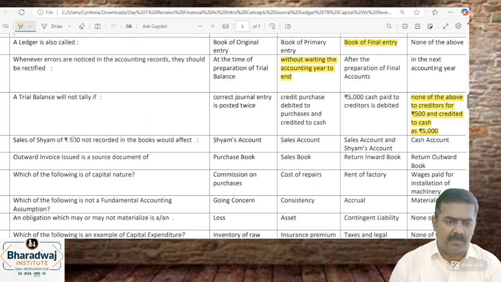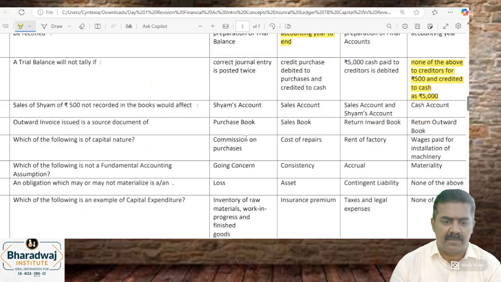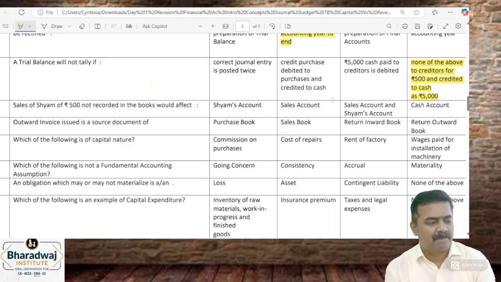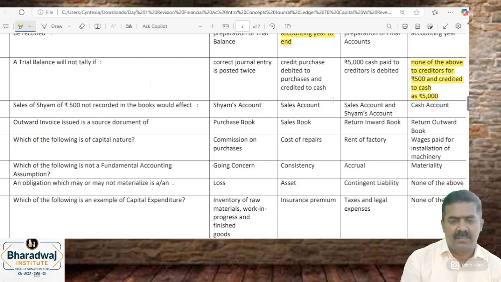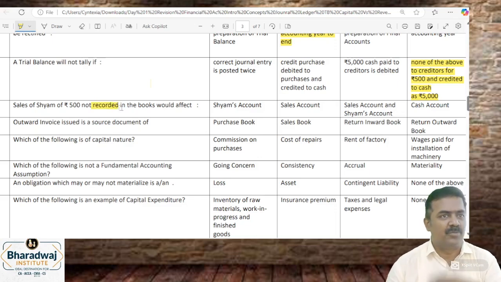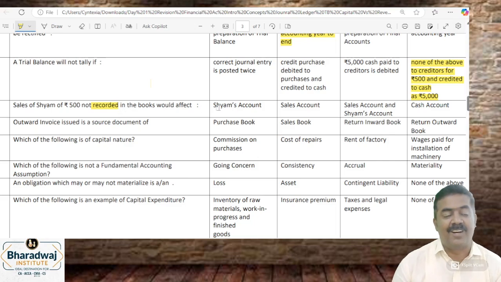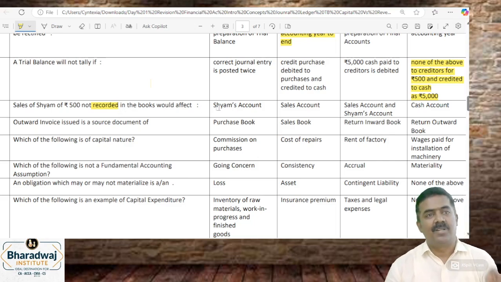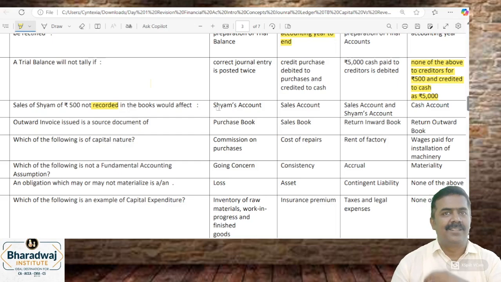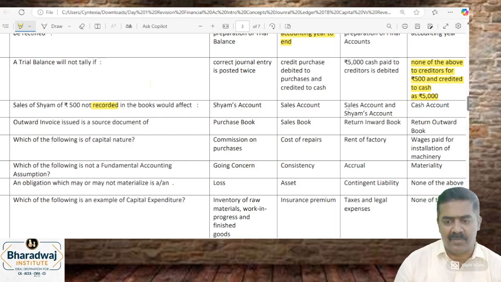Sales to Shyam 500 not recorded in the books will affect... Sales, cash. Think. Sales recorded, not posted or not recorded? Not recorded means we have not even passed the journal entry, it means it is fully omitted. Not posted means only one account will be affected. Not recorded means in the journal entry itself we have not recorded. It will affect both the sales account as well as what? Shyam's account.